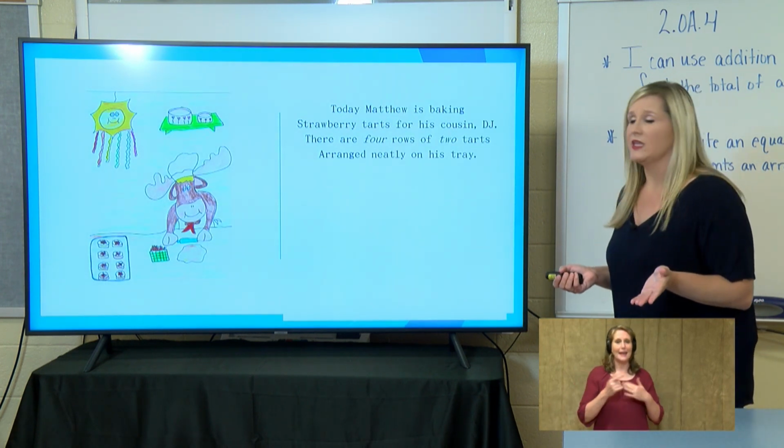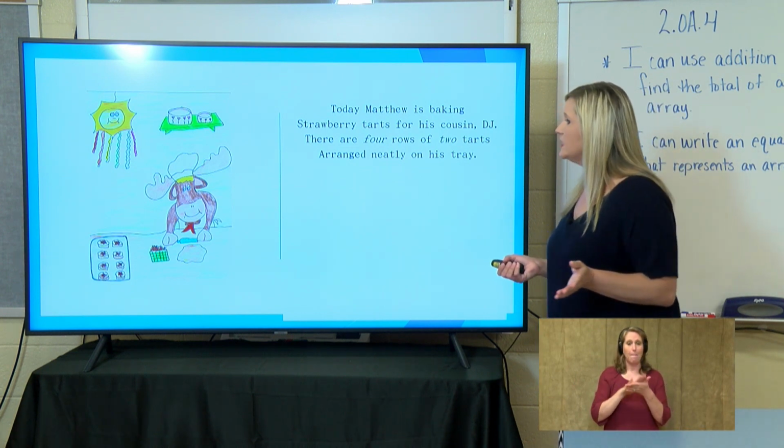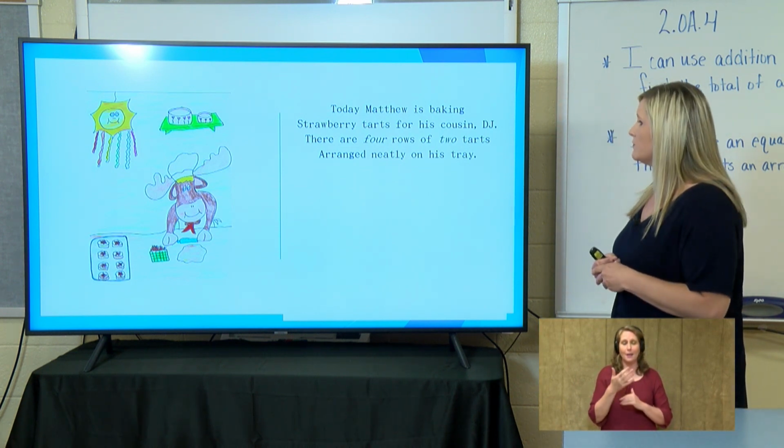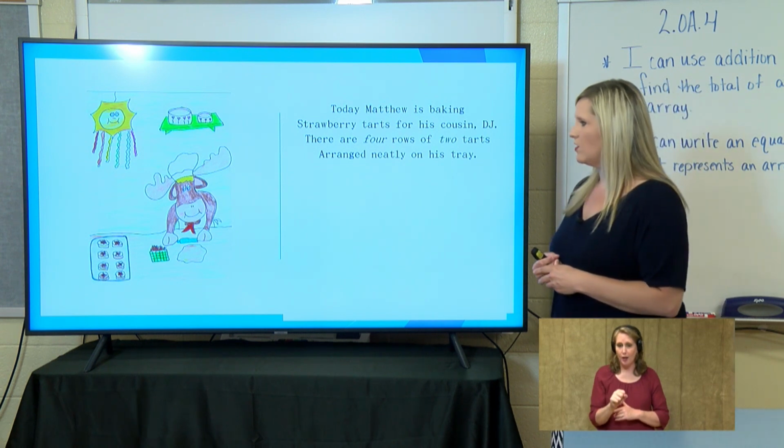Today, Matthew is baking strawberry tarts for his cousin DJ. There are 4 rows of 2 tarts arranged neatly on his tray.